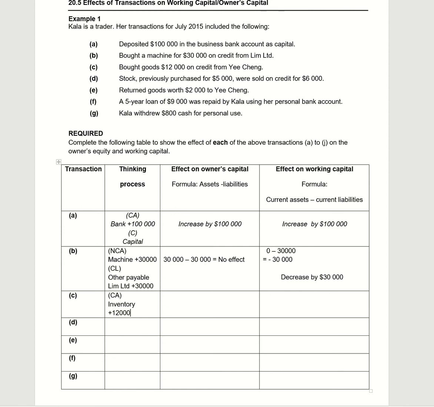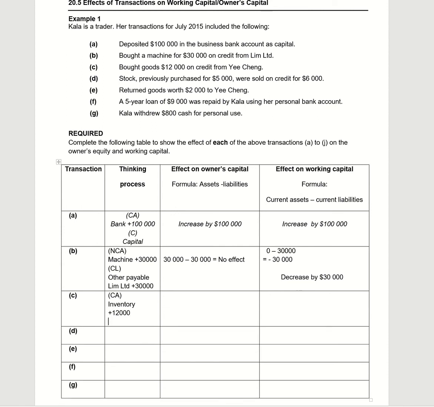The next, if you buy from Yi Ching, who is Yi Ching? Yi Ching is our business supplier. And you buy on credit, ask yourself, have we paid Yi Ching the money? So if you buy on credit, Yi Ching is actually our trade payable.